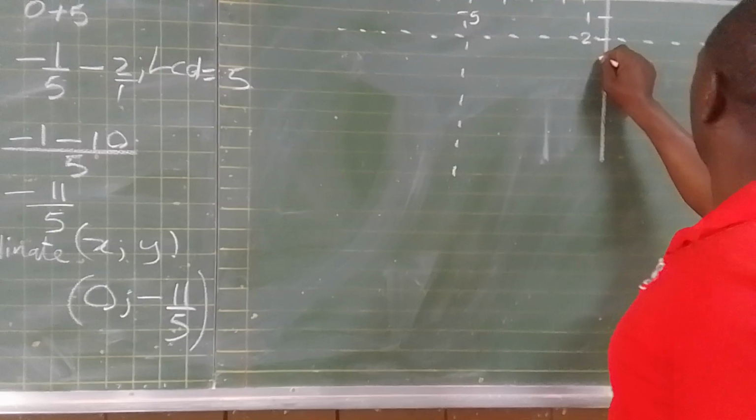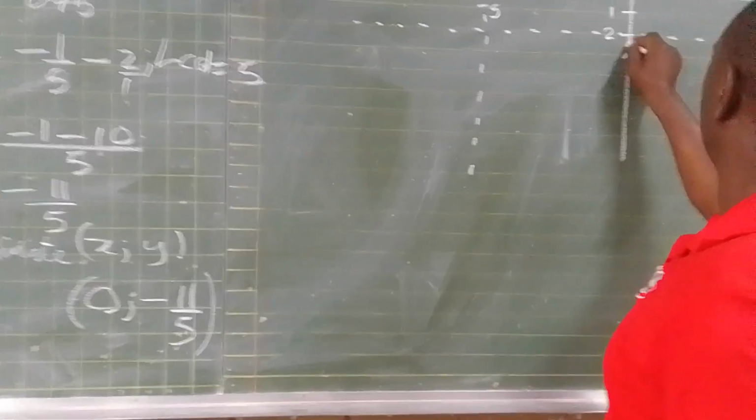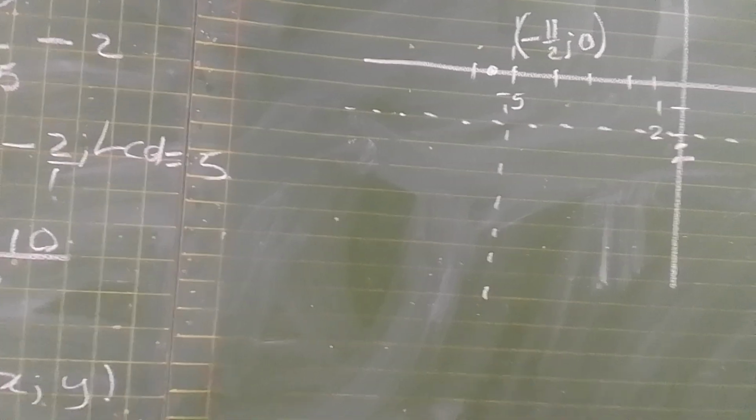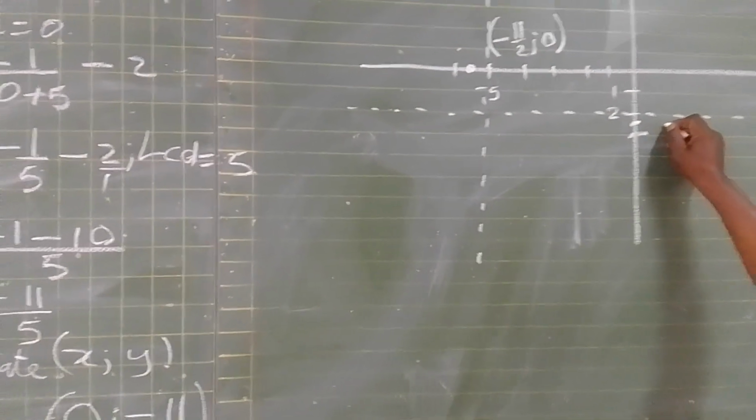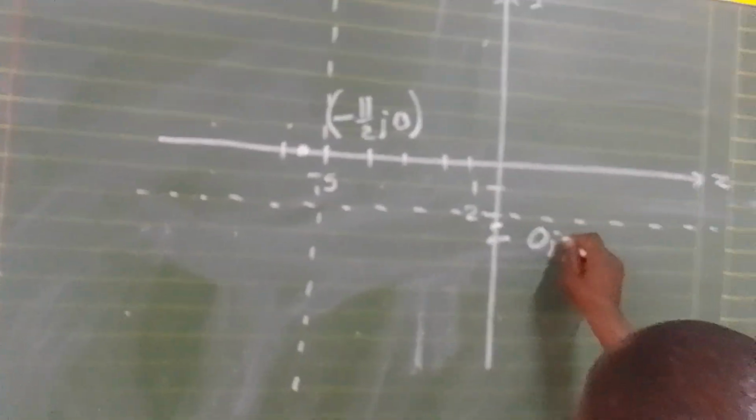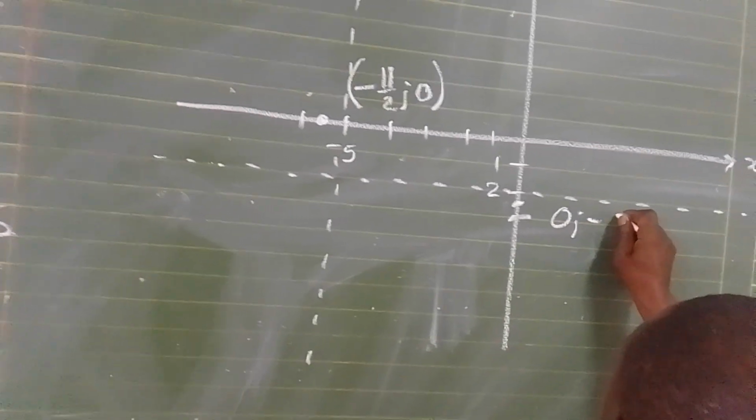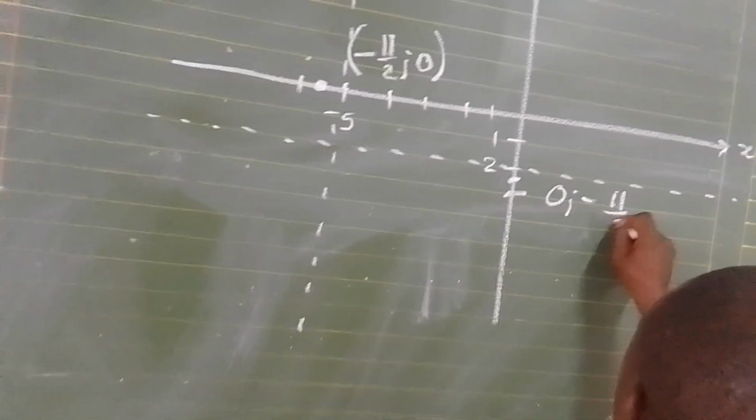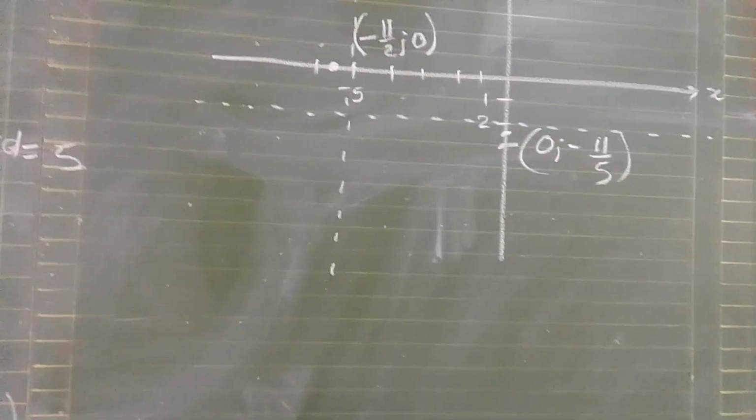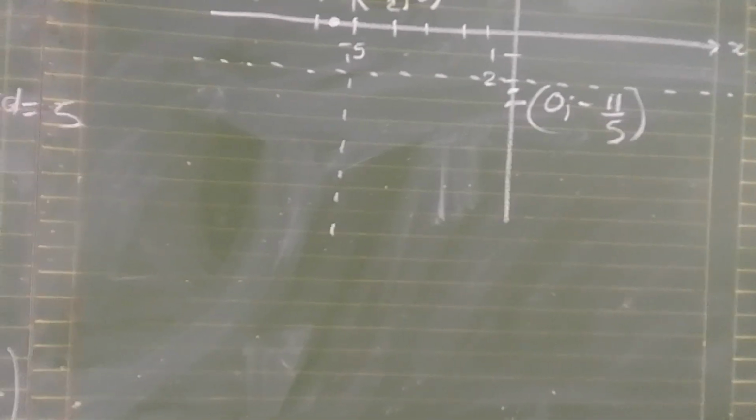So our 2.5, this is 3, our 2.5 is somewhere here, so it is going to be a 0 for x is 0 here, y is 2 minus 11 over 5. Now we can sketch our graph. Our graph is going like this.